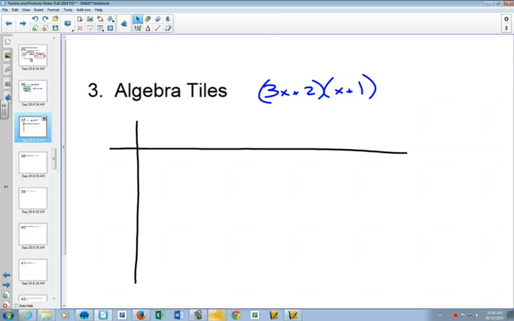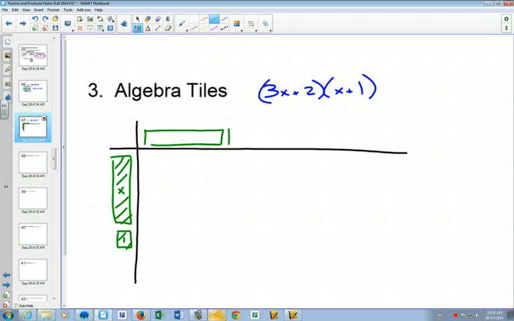you could actually draw out an x tile and a 1 tile. I tend to make them solid if they're positive. And you could draw out 3 x tiles. Wow, that x one got a little short. And 2 1 tiles.